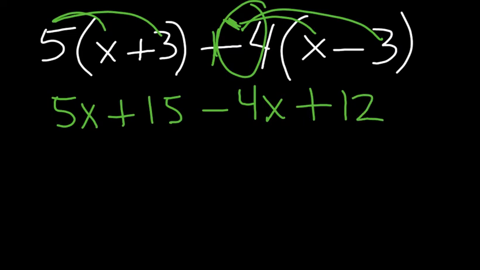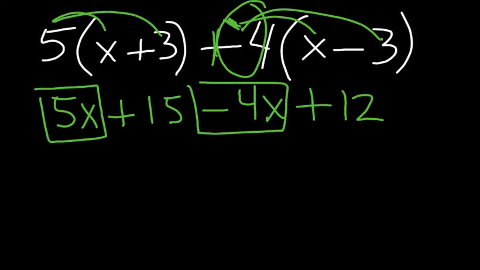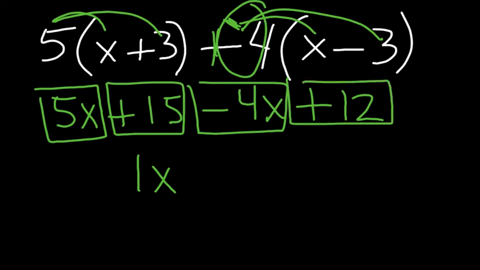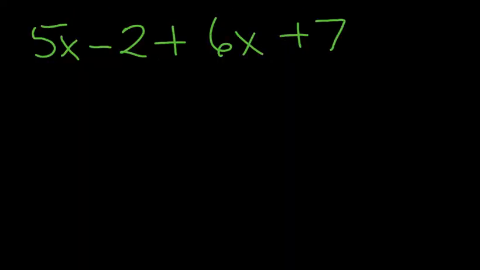That's important. Then, when you put these together, you have 5x minus 4x. That's 1x. And you have plus 15 and plus 12. So it's going to be a positive number, positive 27. And that's your answer.